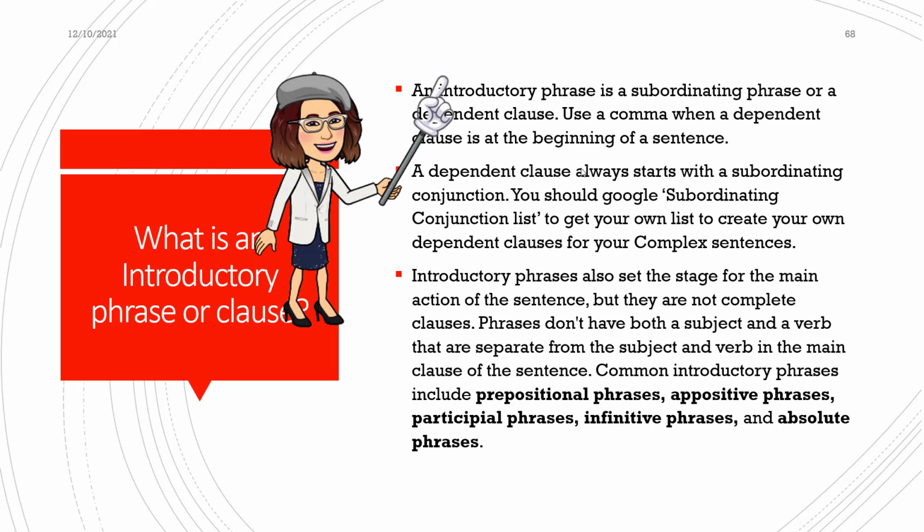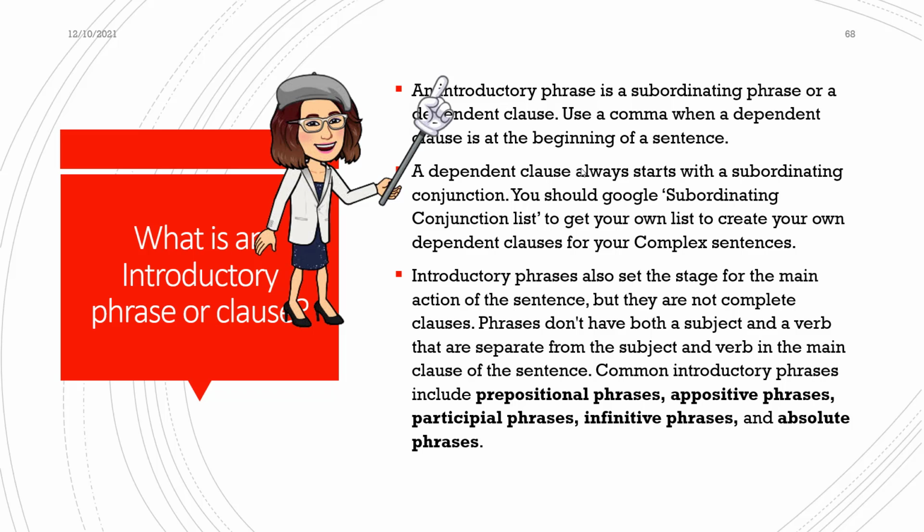We always use a comma after an introductory phrase. An introductory phrase is a subordinating phrase or dependent clause. Use a comma when a dependent clause is at the beginning of a sentence. A dependent clause always starts with a subordinating conjunction. You should Google subordinating conjunction lists to get your own list, to create your own dependent clauses for your complex sentences.